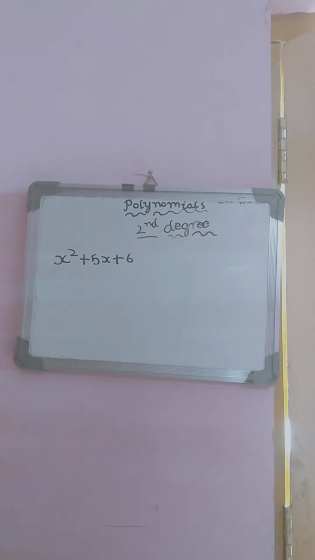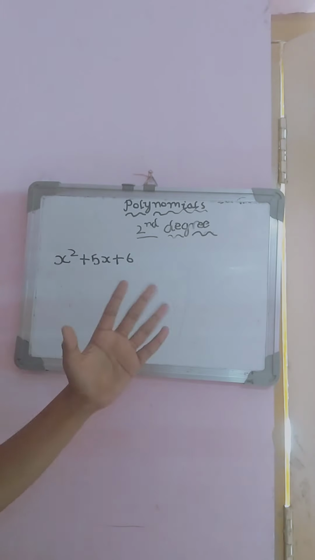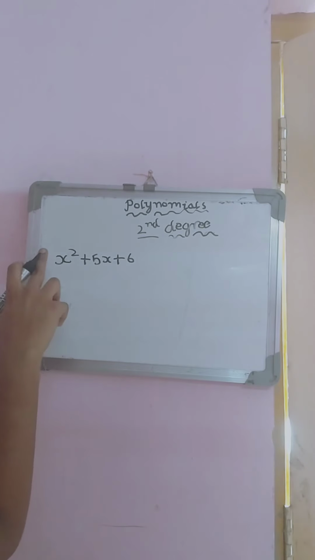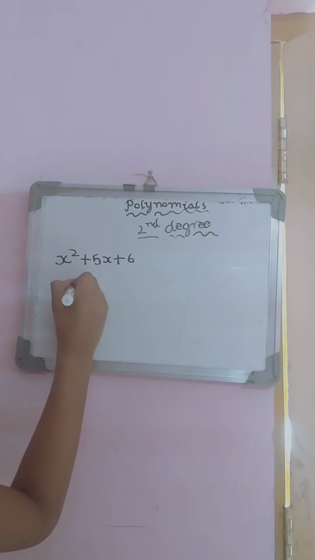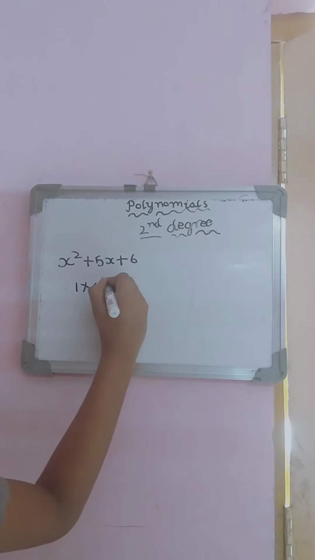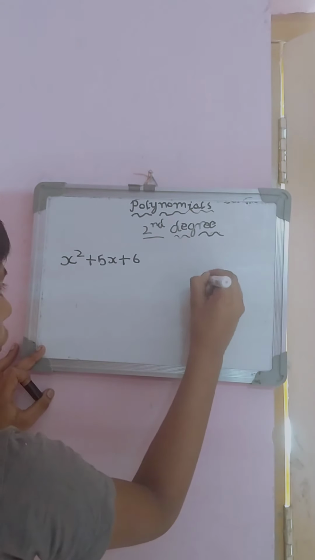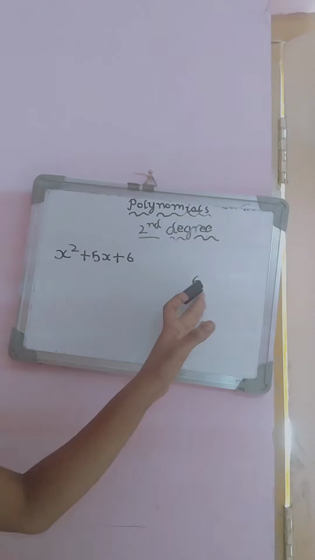Let us take a small example: x square plus 5x plus 6. Here, for x square, if there is no coefficient, there is a 1. If there is no coefficient, we should keep a 1. First we should multiply the first coefficient and the last. 1 into 6 is nothing but 6. So how do we find the factors of this 6?